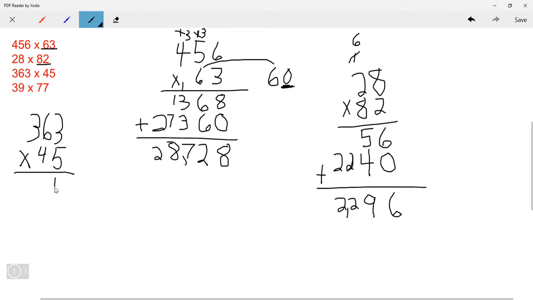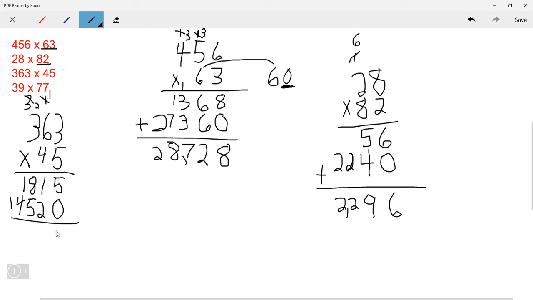5 times 3, 15. 5 times 6 is 30, plus 1, 31. Carry the 3. 5 times 3 is 15, plus 3 is 18. Always add the 0 here. 4 times 3 is 12. 4 times 6 is 24, plus 1 is 25. And 4 times 3 is 12, plus 2 is 14.